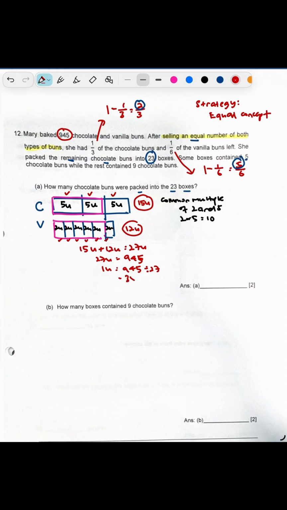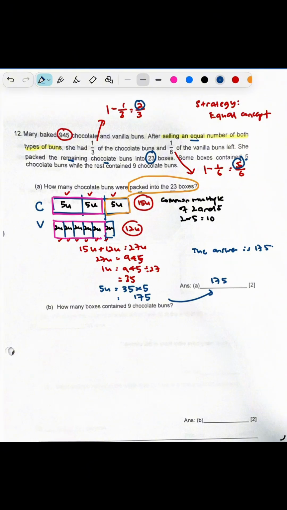to get 35. And then they are asking how many chocolate buns were left and packed into the 23 boxes. What we are finding is the 5 units. So we take 35 times 5, which is 175. So this is the answer for part A. The answer is 175.